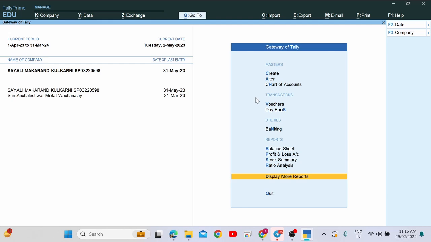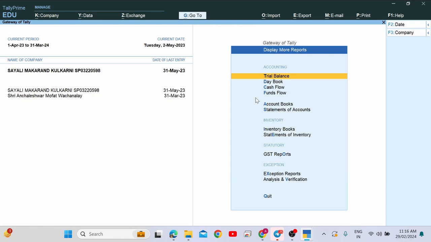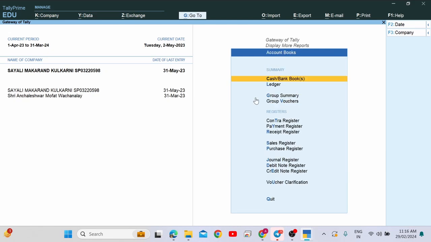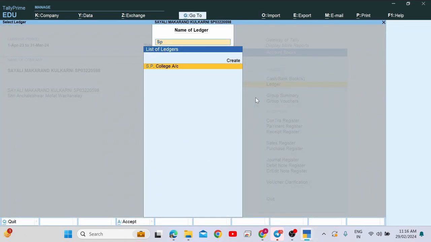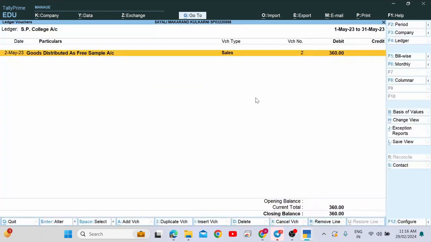What is that shortcut? I already told you. DAL is the shortcut. Or with the help of these arrow keys, select display more reports and then select account books. A means the account books and L means the ledger. Select the ledger, and if you are interested in SP's ledger, say SP, and then just open it.